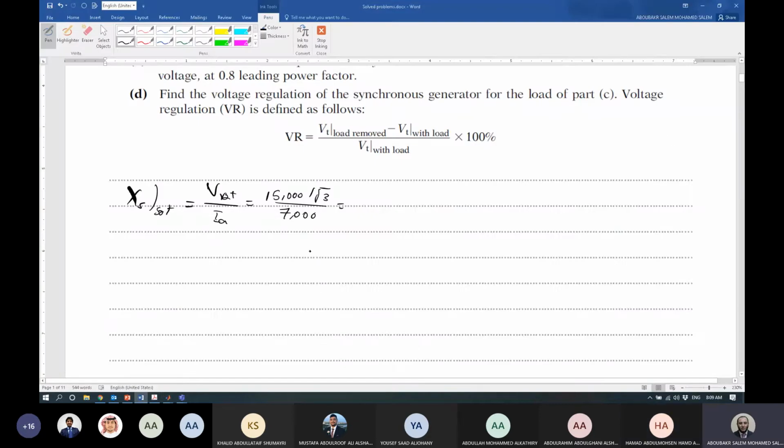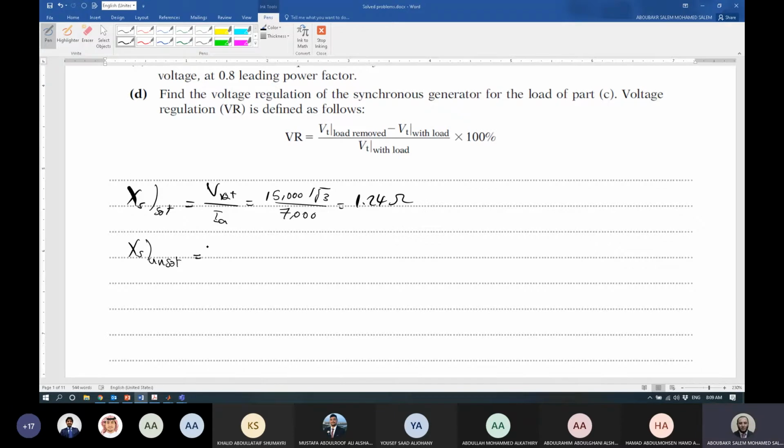Clear, Doctor. Yes. Okay. So now we can calculate the value of reactance. If you calculate it here, the value will be 1.24 ohms. So this is the value of XS saturated. طيب, what about the unsaturated يا شباب? How can we get the unsaturated value?